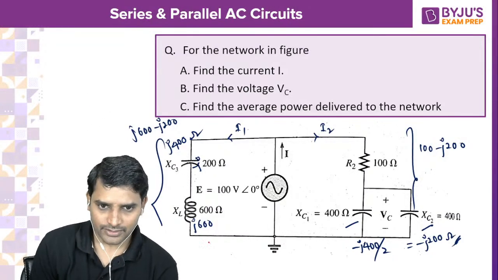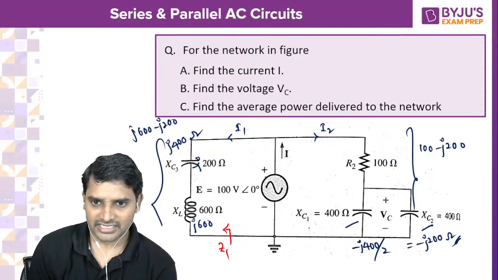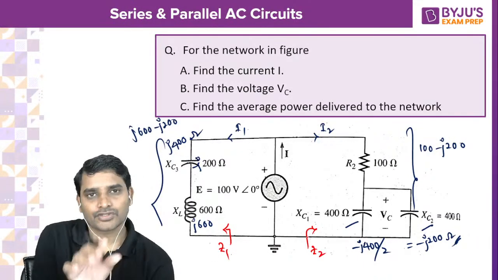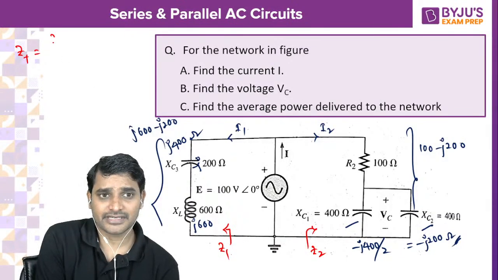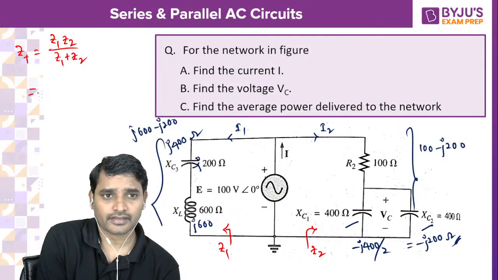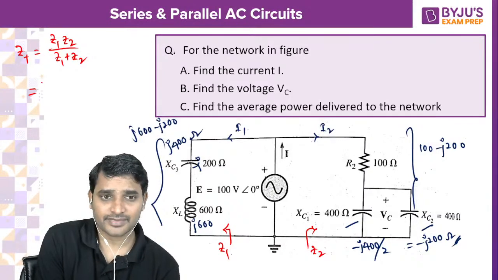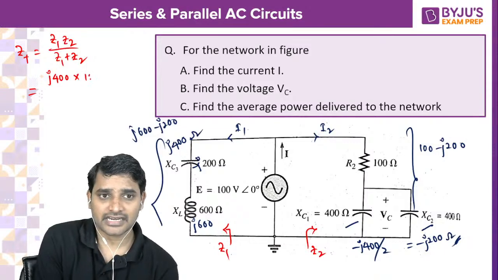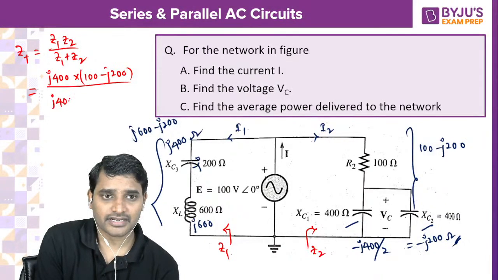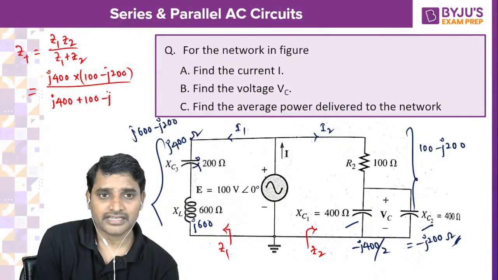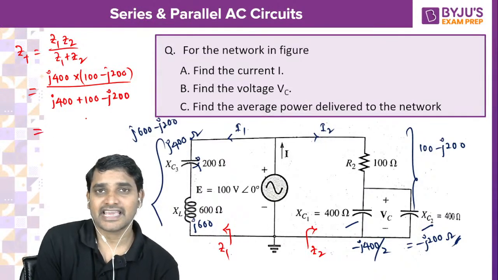So here you can take this as Z1 and this as Z2. Z1 and Z2 are in parallel now. So total impedance ZT will be Z1 Z2 divided by Z1 plus Z2. What is Z1? Z1 is J400. Z2 is 100 minus J200. Divided by Z1 plus Z2, that is J400 plus 100 minus J200. So please calculate and tell me.